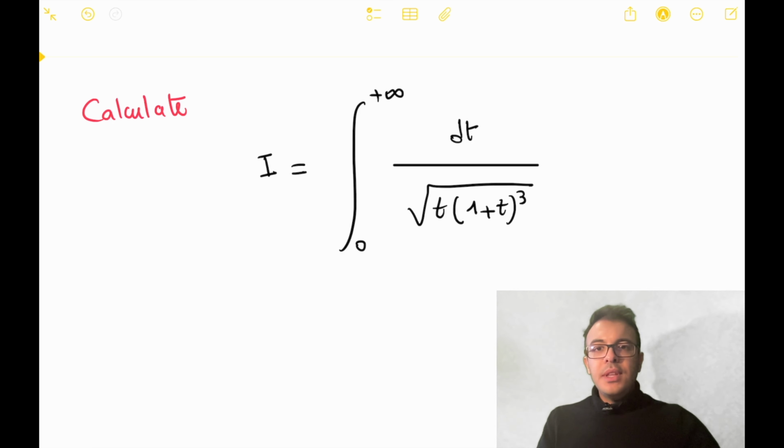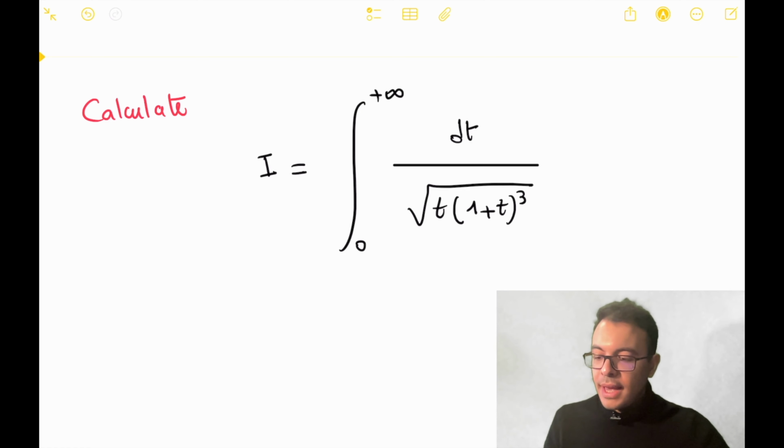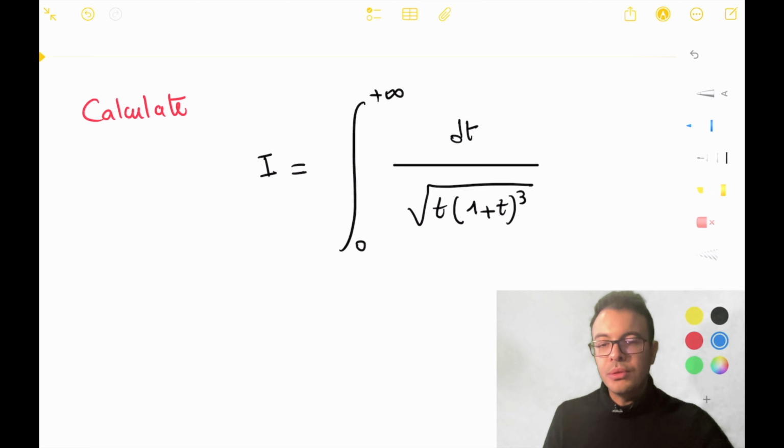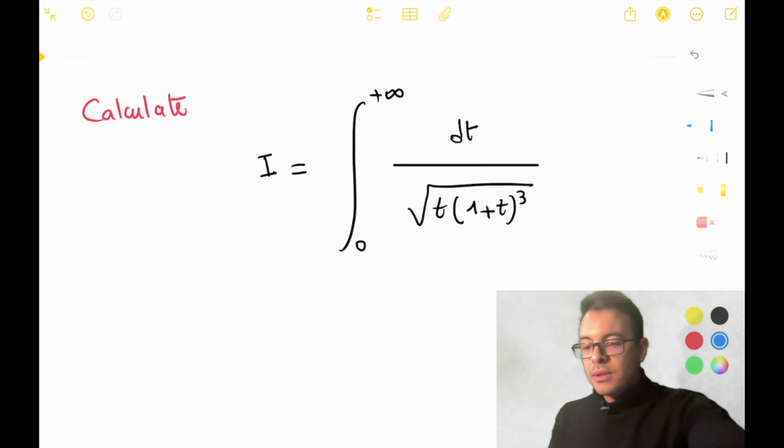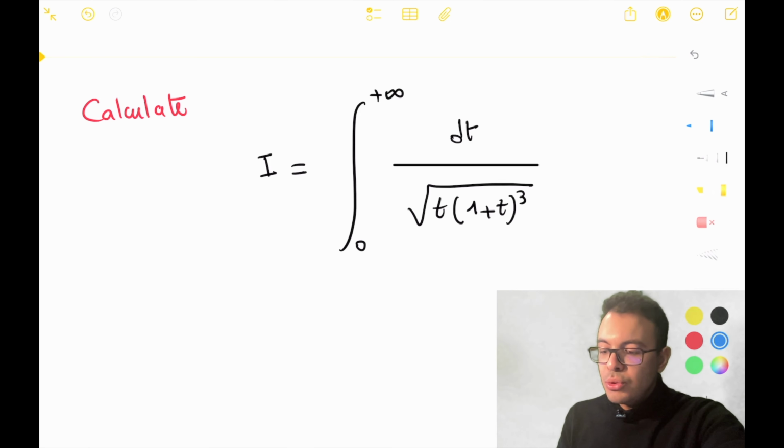And let's start correcting this really interesting integral. So guys, the integral that we're going to calculate today is the following. It's the integral from 0 to plus infinity of dt over the square root of t times (1 plus t) to the 3rd power. And the technique we're going to use today is the technique of substitution.